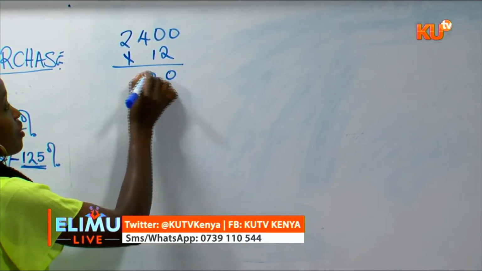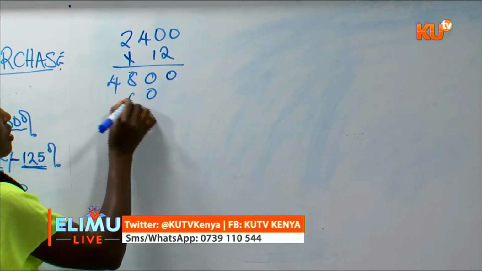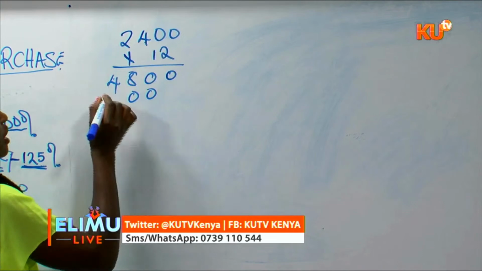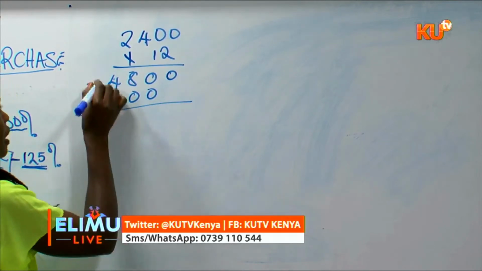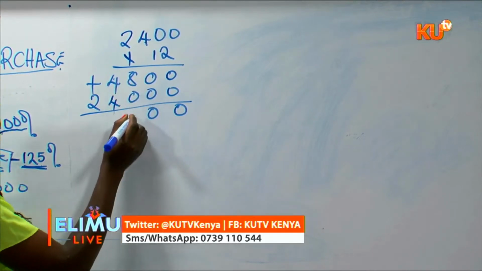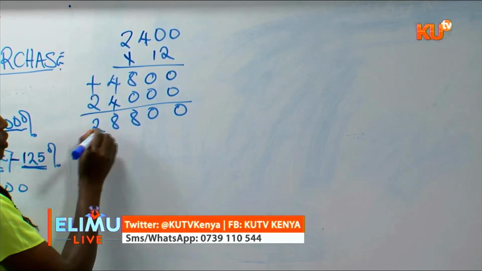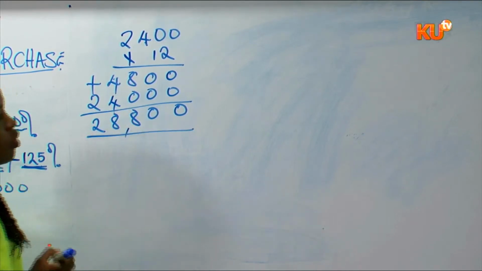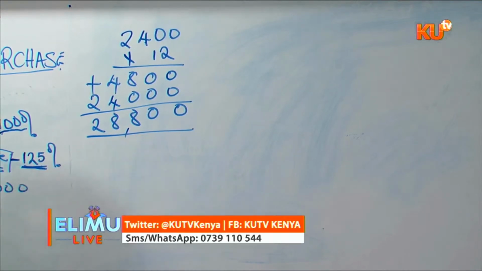This is 0, 0, 4, 4. 1 times 4 is 4. 1 times 2 is 2. Then we add. 8 plus 0 is 8. We get 8. We get 2. So the total monthly installment was 28,800. So what is the question?